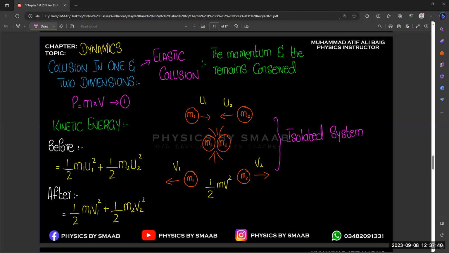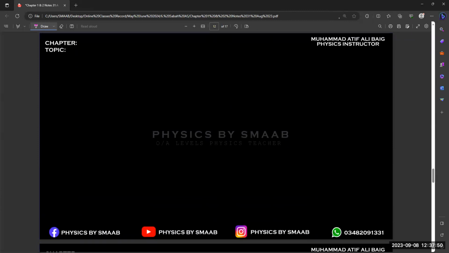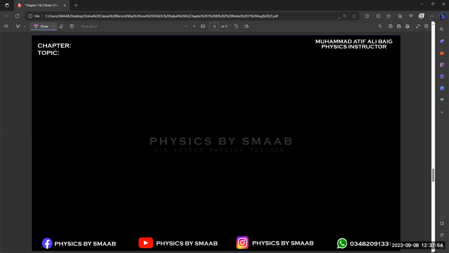Further in this chapter, there is a concept of drag forces. Do you know about the drag forces? Yeah, it's like friction, but friction is for solids, and drag is for air.